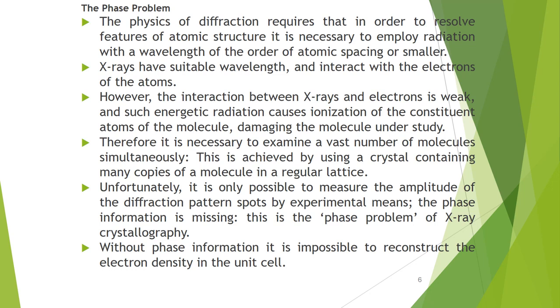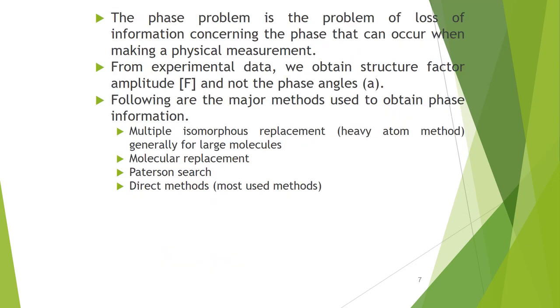Unfortunately, it is only possible to measure the amplitude of the diffraction pattern spots by experimental means. The phase information is missing. This is the phase problem of X-ray crystallography. Without phase information, it is impossible to reconstruct the electron density of the unit cell. The phase problem is the loss of information concerning the phase that can occur when making physical measurements. For experimental data, we obtain the structure factor amplitude F, but not the phase angles.